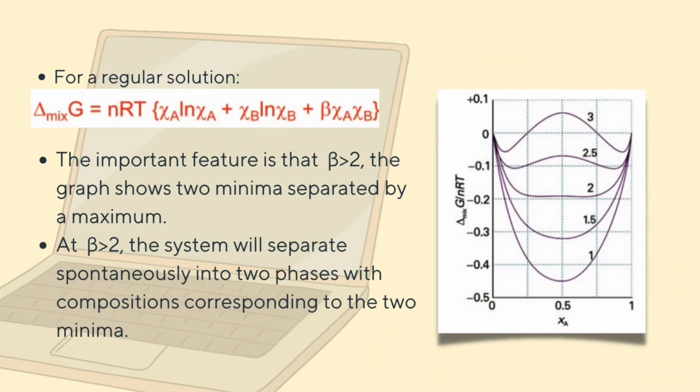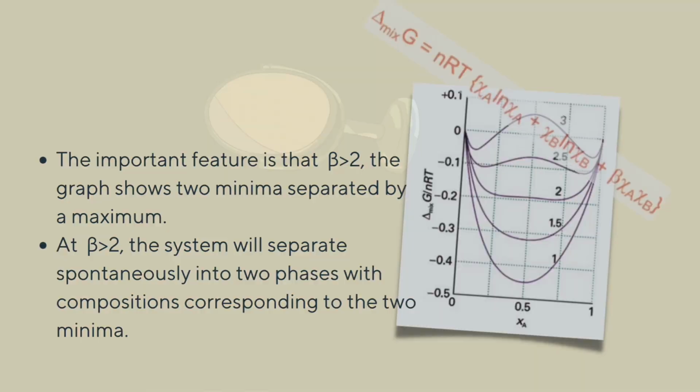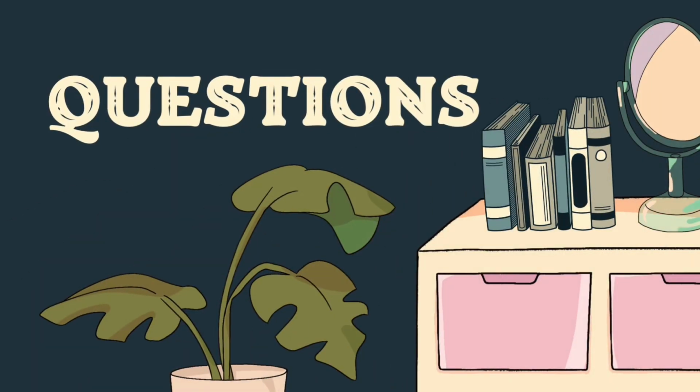Next, for a regular solution, and based on the equation, the important feature is that beta is more than 2. The graph shows two minima separated by a maximum. At beta more than 2, the system will separate spontaneously into two phases with compositions corresponding to the two minima. Next, let's answer some questions.